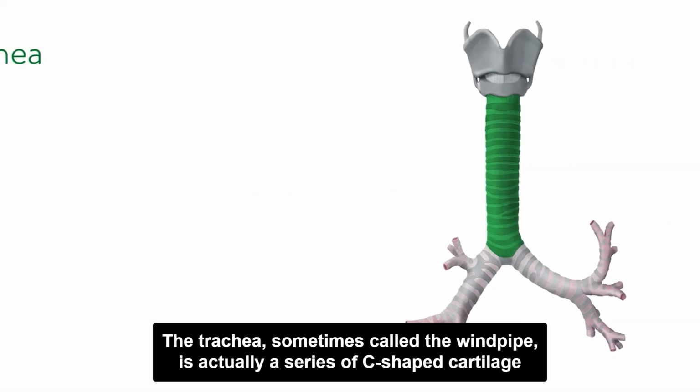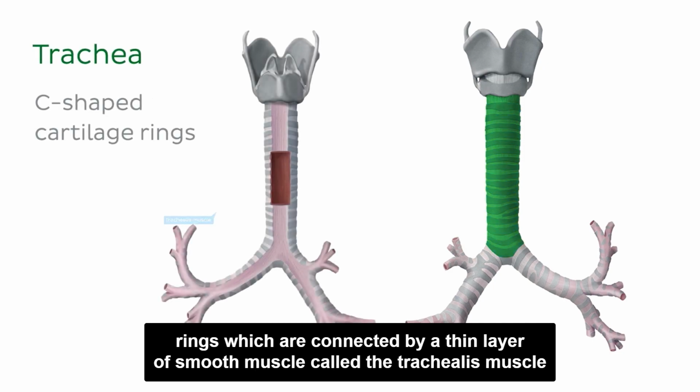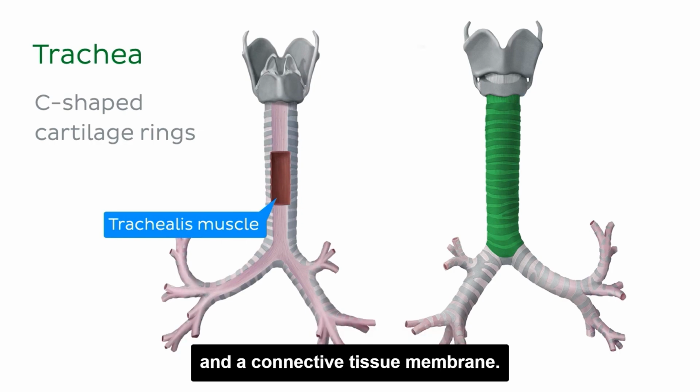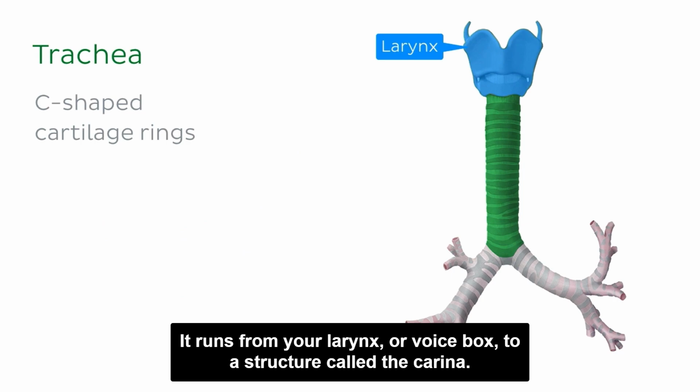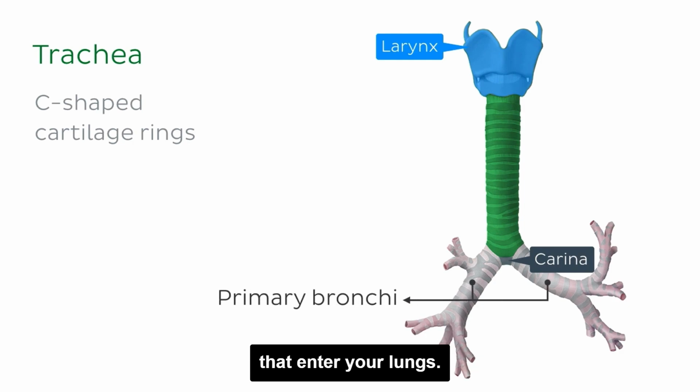The trachea, sometimes called the windpipe, is actually a series of C-shaped cartilage rings which are connected by a thin layer of smooth muscle called the trachealis muscle and a connective tissue membrane. It runs from your larynx, or voice box, to a structure called the carina. The carina is the point at which the trachea splits, or bifurcates, into two smaller branches that enter your lungs. These are the primary bronchi.